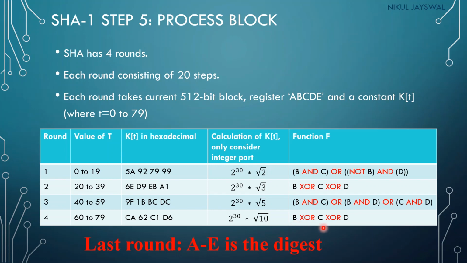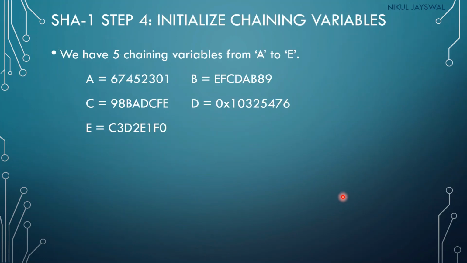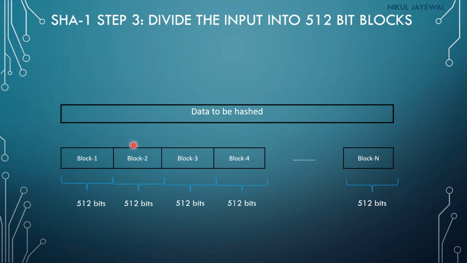Clear? So this is how SHA1 will work. For the first word 0, we will perform the 80 operations from 0 to 79. After the 80 operations, we will get the output. That output will go to word 1, then word 2, and again word 3 up to word 15, and this goes to words 16, 17, 18 up to word 79. Now the output of word 79 will go as the input to block 2.